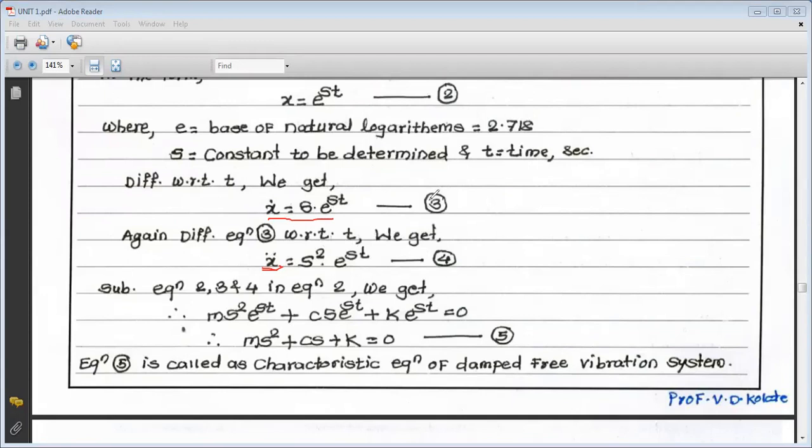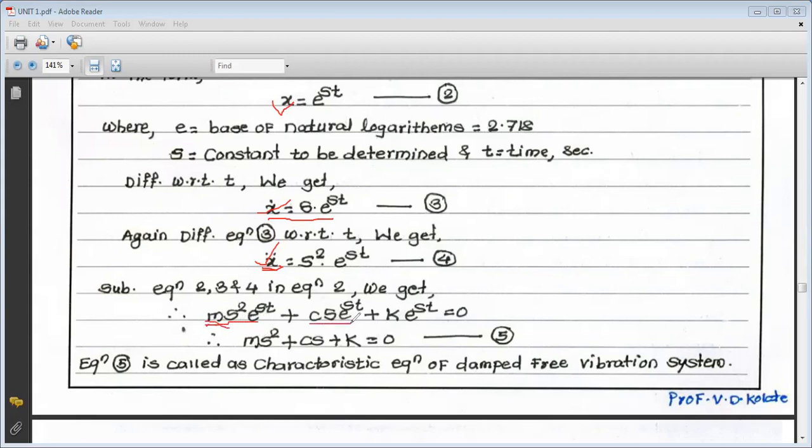So we have to put equations 2, 3 and 4, that is the values of x, x dot and x double dot, in equation number 1. Now what is equation number 1? It is m x double dot. The value of x double dot is s square e raised to st, so the inertia term becomes m s square e raised to st.